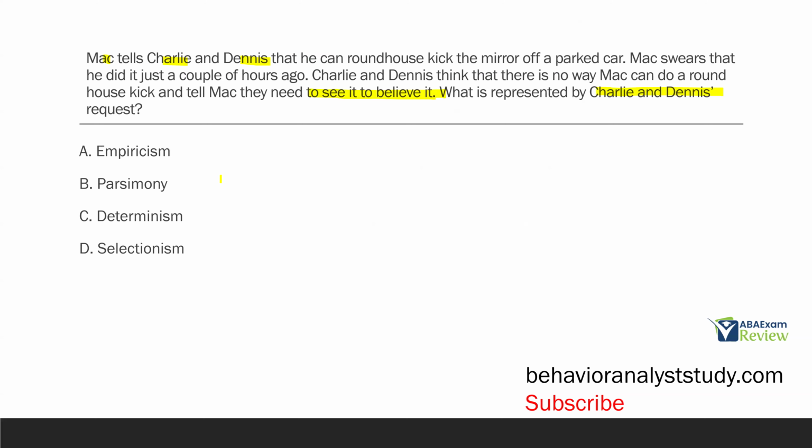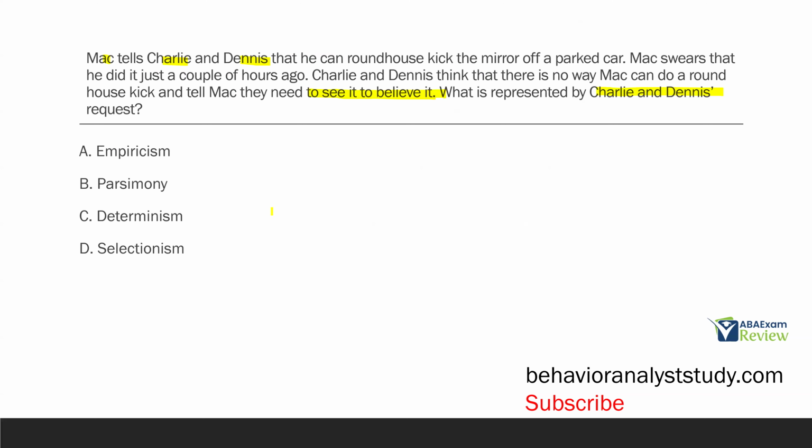Are they being parsimonious? Parsimonious says you're using, implementing, or choosing what you know is going to be effective. It doesn't really apply here. Being parsimonious does not really apply to what Charlie and Dennis are claiming, which is they want to see Mac do the roundhouse kick to believe it.